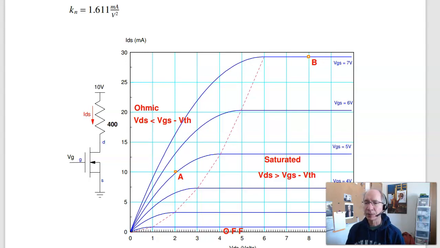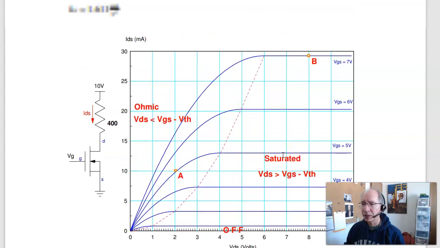Well, the regions are off, ohmic, and saturated. Off is when the current equals 0. Saturated is over here in this flat region. And ohmic is on the left. And the transition between the two is when VDS is VGS minus V threshold.